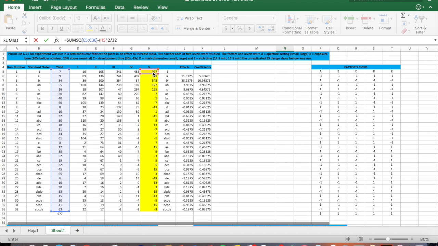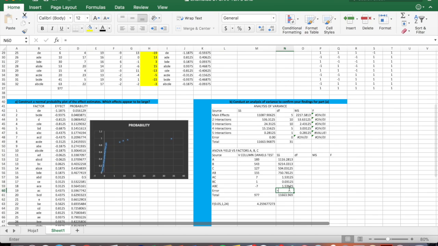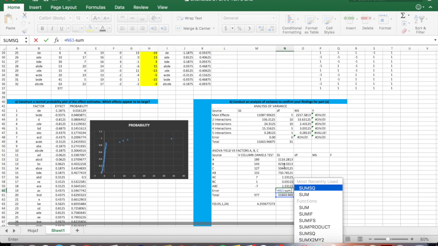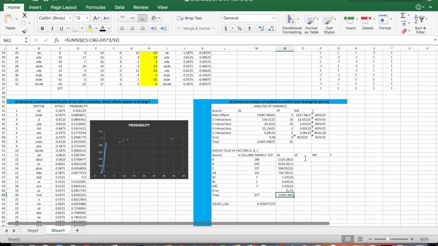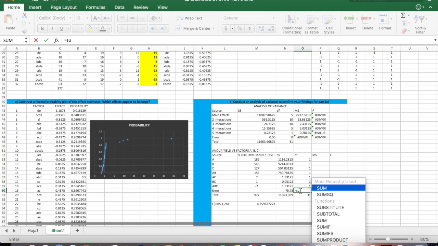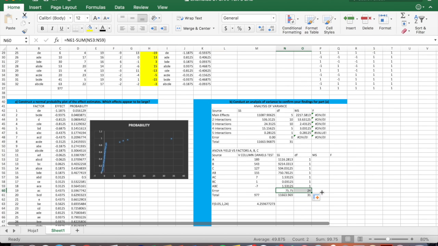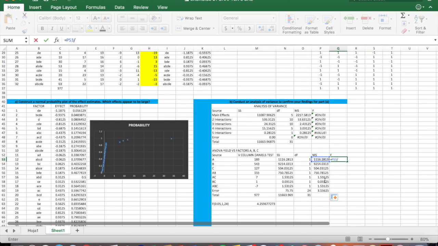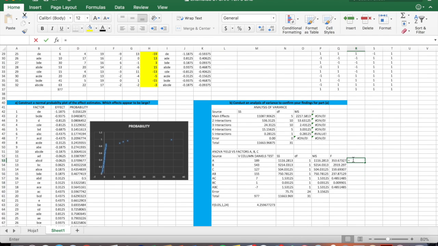So as you can see, this is the same procedure to get the total. We get the error by subtracting all the factors' sums of squares from the total, and the degrees of freedom is 1 for each of the factors and 31 for the total. And yeah, we get 24 as the error degrees of freedom. We get the MS by dividing the sum of squares by the degrees of freedom, and we get the F as the MS of each individual factor divided by the error.